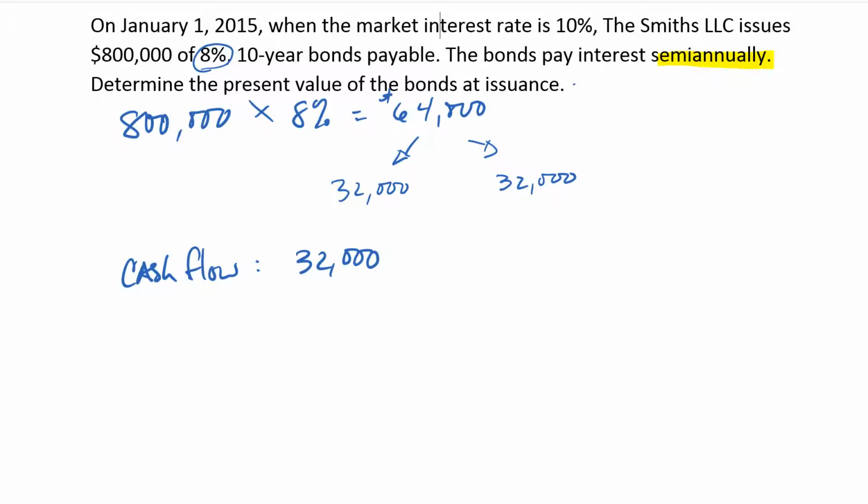Okay, and then we know the other cash flow is, maybe I'll make a note here. This is interest, and the other one is the we might think of that as the principal or the face value, right? And the cash flow for that is $800,000.